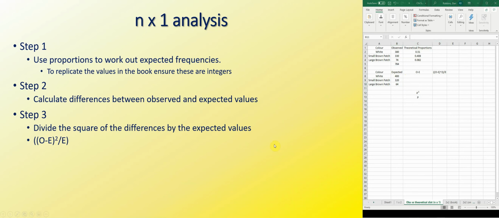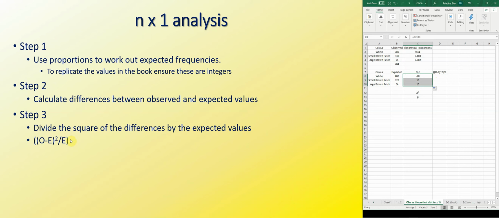If we look at step 2, what we need to do is calculate the difference between the observed and the expected values. So here I have my observed minus my expected, so equals my observed, subtract my expected, and a difference of 20, as you can see, that's correct. And I can just drag this down.